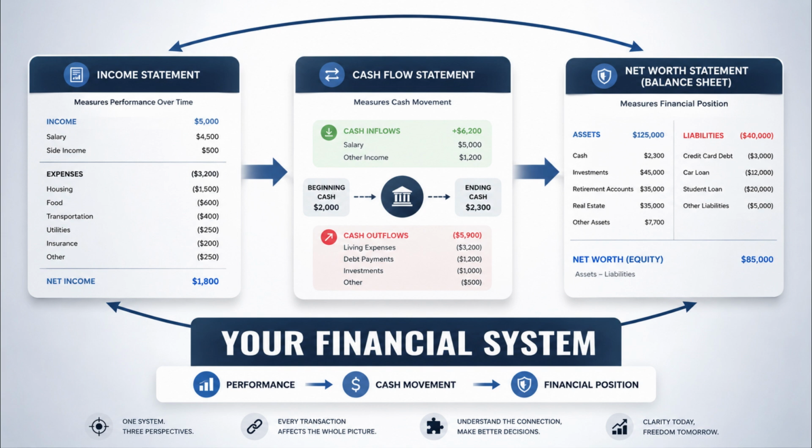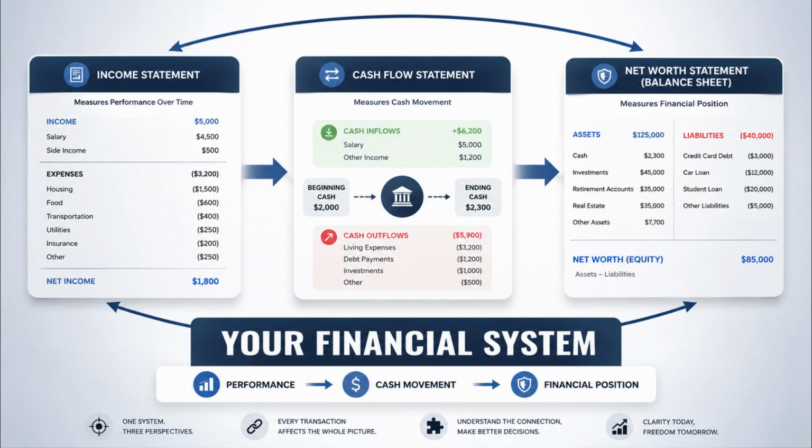So most people look at their finances in disconnected pieces. They check the balance on their bank account, maybe their credit card balance, maybe their investment app, or maybe their paycheck, but they never see the full system. And because of that, financial decisions feel confusing. You can earn more money but feel broke, increase net worth but have no cash, or have positive cash flow while your financial position quietly deteriorates. The reason is simple. You're looking at isolated numbers instead of connected financial statements.